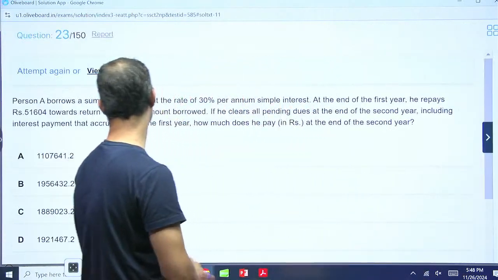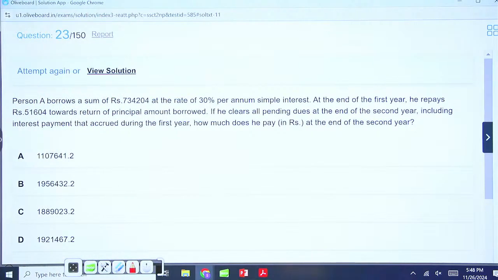Tell me what is the answer for this question. See, a person borrows a sum of rupees 7,34,204 at the rate of 30% per annum simple interest. At the end of the first year, he repays rupees this towards return of principal amount borrowed. If he clears all pending dues at the end of the second year, including interest payment that accrues during the first year, how much does he pay at the end of the second year? Yes, please tell me.